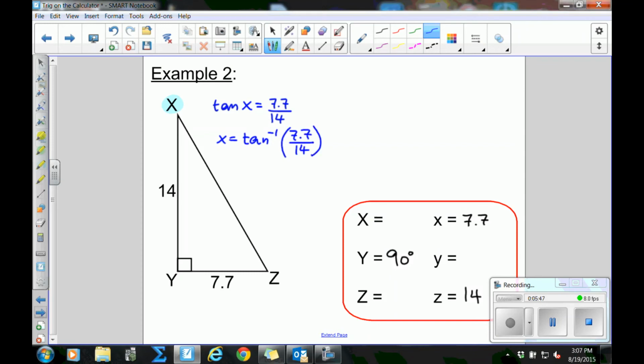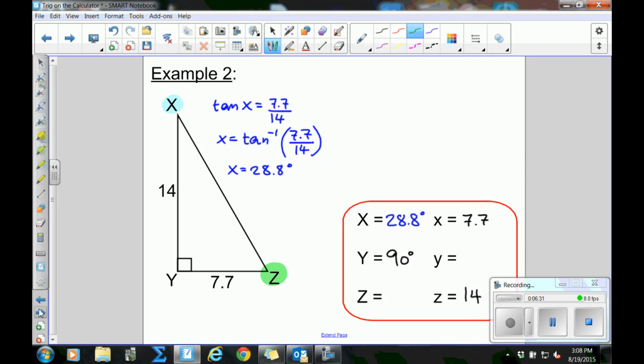Make sure you're in degree mode. Enter that into the calculator, and you should get 28.8 degrees. Don't forget that degree sign. If you're extremely confident about that answer, you could subtract from 90 to get the other angle. Just in case there was a careless mistake made, you could start all over with another trig ratio.